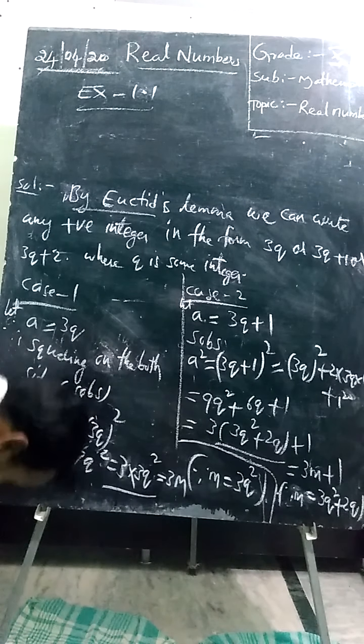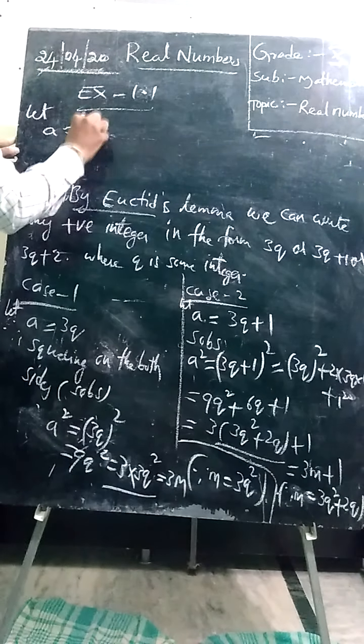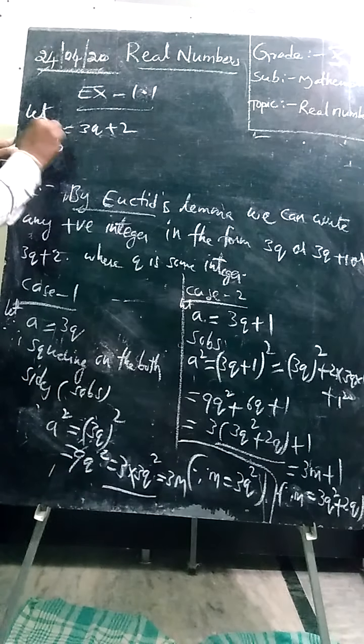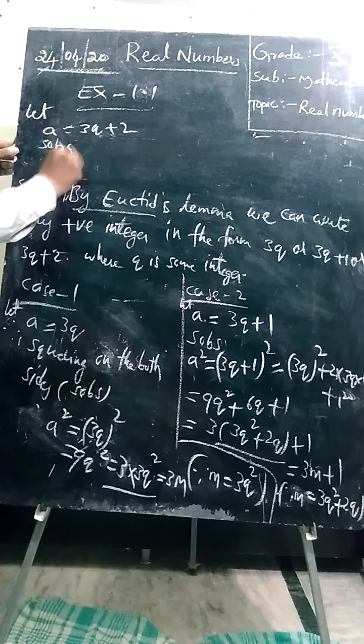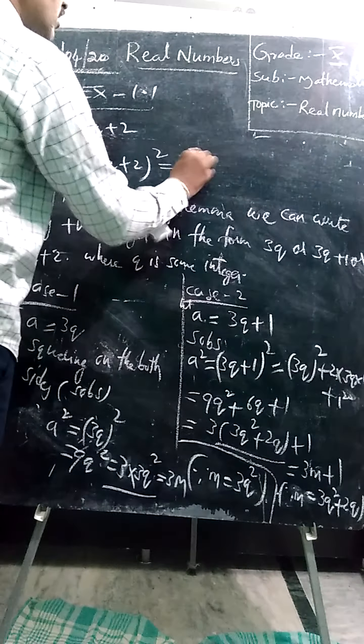So let me take a equal to 3q plus 2, again squaring on both sides, SOBS. a square is equal to 3q plus 2 whole square, that is equal to 3q square.